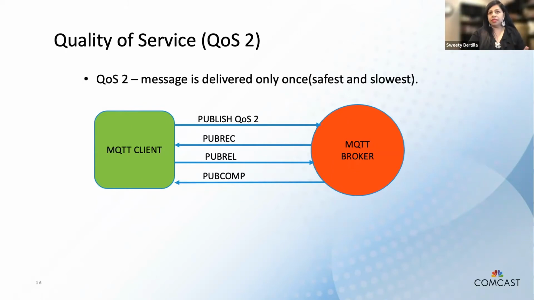And if you're using AWS IoT Core, it doesn't support quality of service 2, it only supports 0 or 1. So based on your network reliability, you can pick 0 or 1.